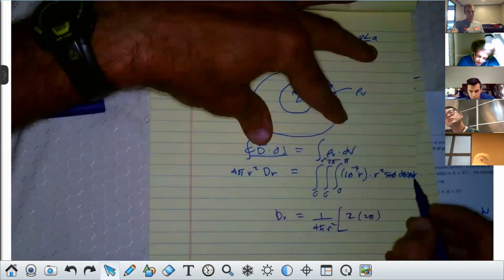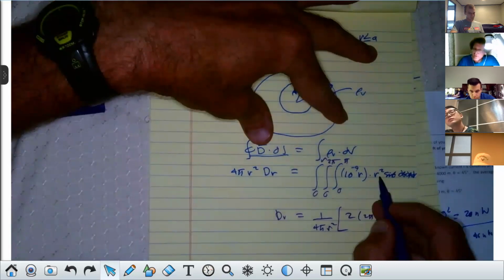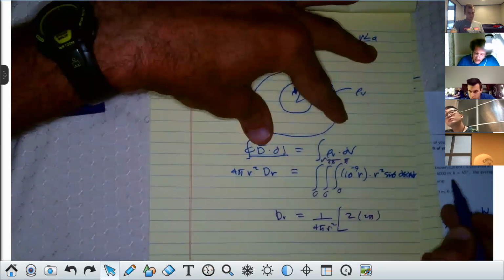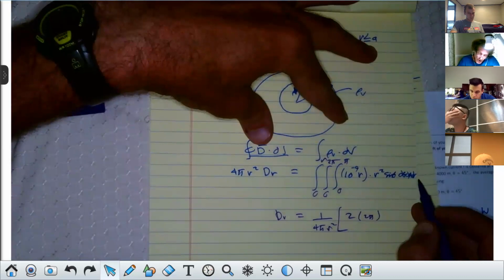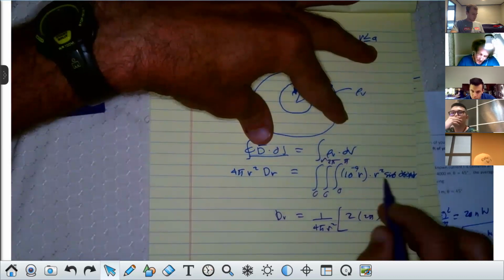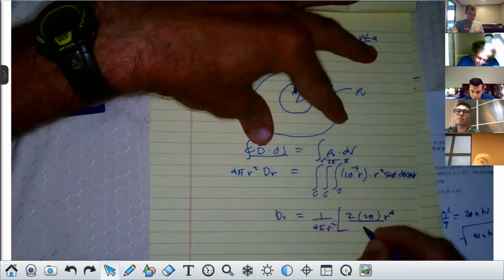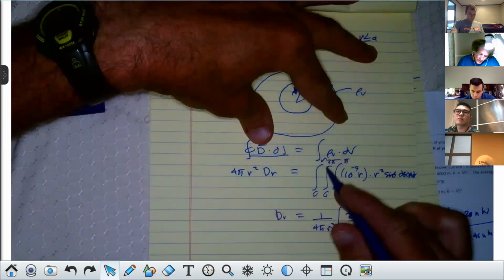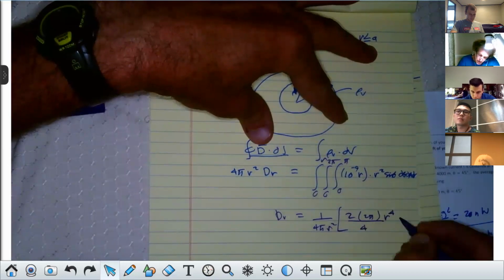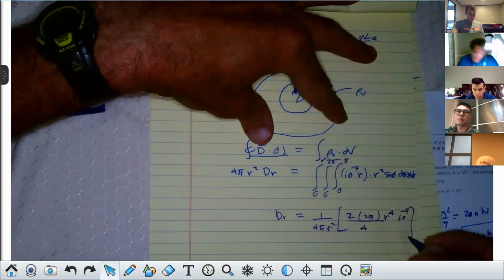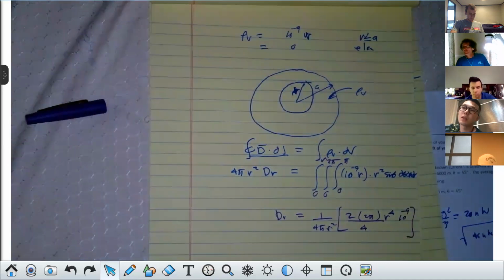Then when I integrate r, I have r cubed, right? I'm sorry, it's r cubed dr, which is r to the 4th over 4. So I have r to the 4th over 4, and I evaluate that from 0 to r. And then I have also a 10 to the minus 9th operator in there. Correct, class? Everybody?